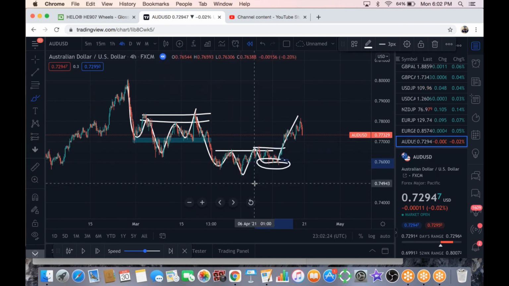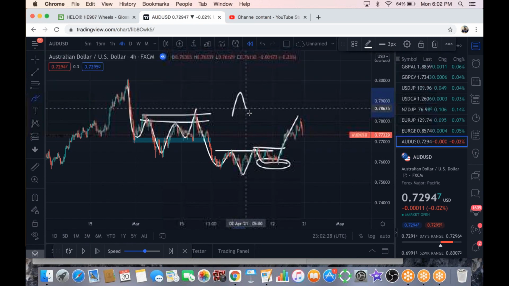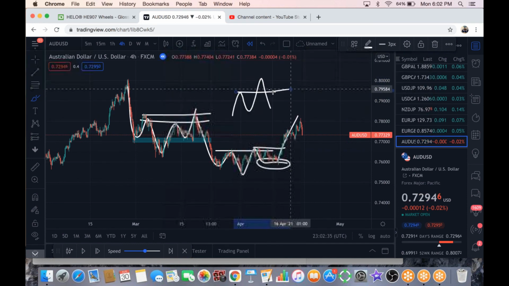Just like on your head and shoulders pattern, your money zone is once it comes here, here, here, here. Your money zone is right there. So if price comes up here, you're looking to take entries right here, because this is where the market is telling you that it is going to take entries. And that's your zone right there.